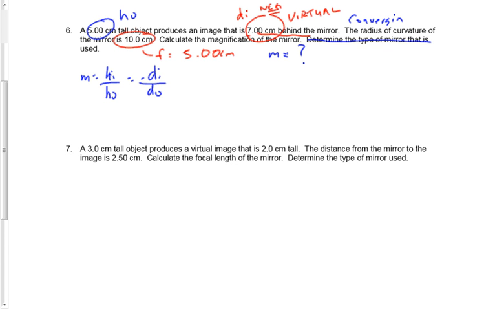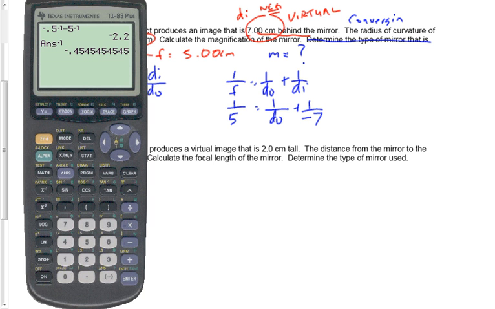We don't know HI. We don't know DO. Let's find DO. The only other thing that we can do is the mirror equation: 1 over F is equal to 1 over DO plus 1 over DI. 1 over 5 is equal to 1 over DO plus 1 over negative 7. Let's figure out what DO is.